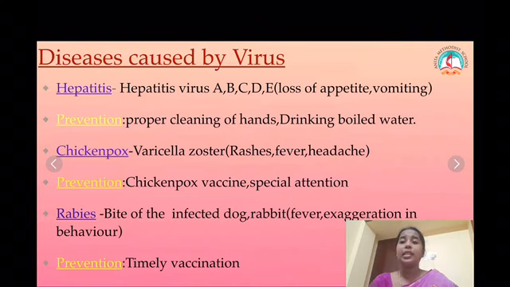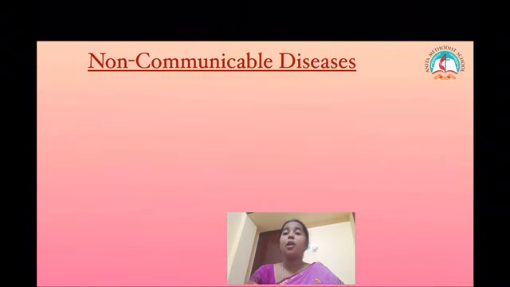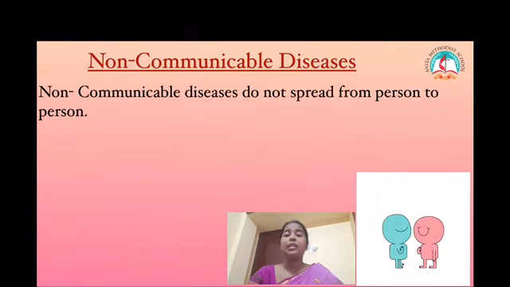Next, we are going to see about rabies. Rabies is caused by the bite of infected animals like dog, rabbit. What are the symptoms? Fever, exaggeration in behavior. How can we prevent it? The timely vaccination. Okay, we can give a vaccination during that time. Next, we're going to learn about non-communicable diseases.